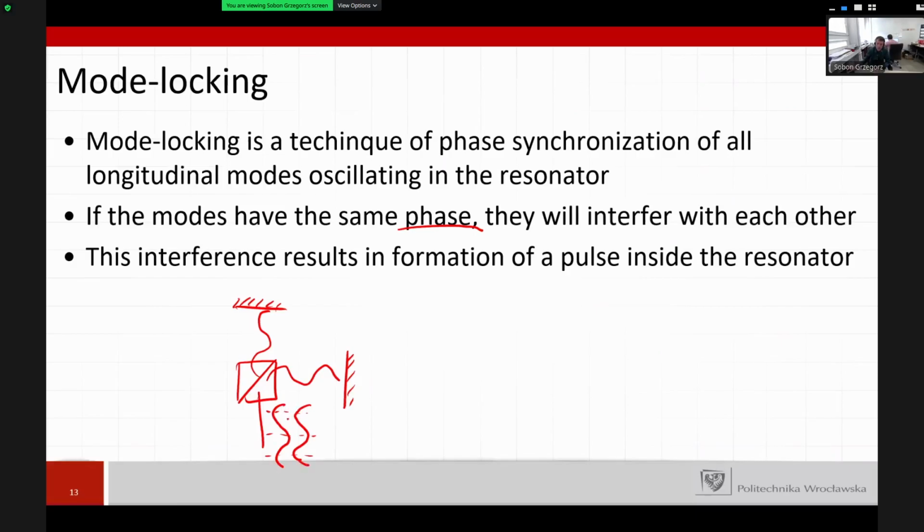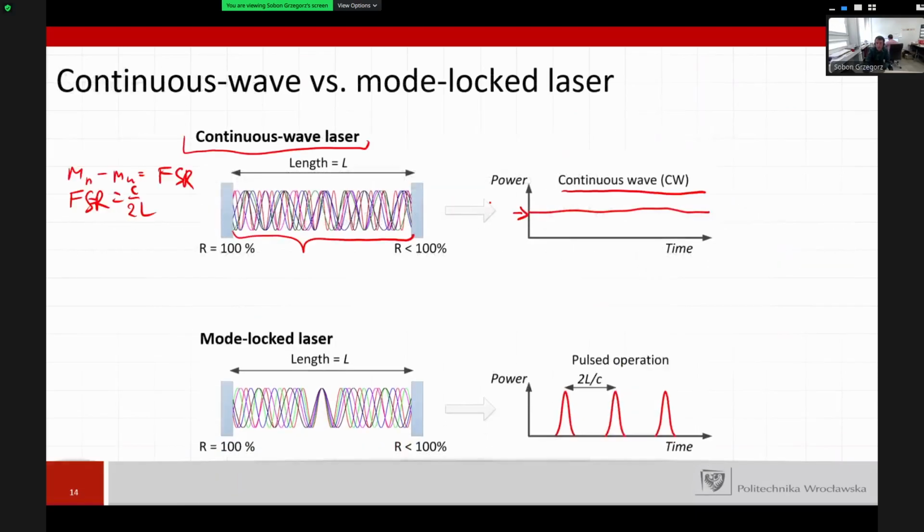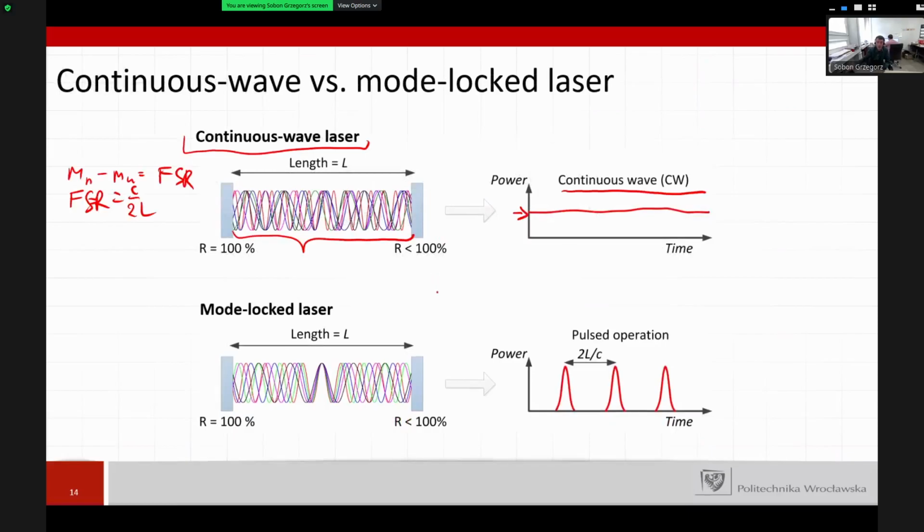Because the phases are the same, these two waves will coherently add together, forming a beam with increased intensity, right? So the interference in the case of the mode locked laser, where all longitudinal modes have the same phase, will lead to constructive interference between all these longitudinal modes. And this in turn will lead to the formation of a pulse inside the resonator. How? This is explained in this image.